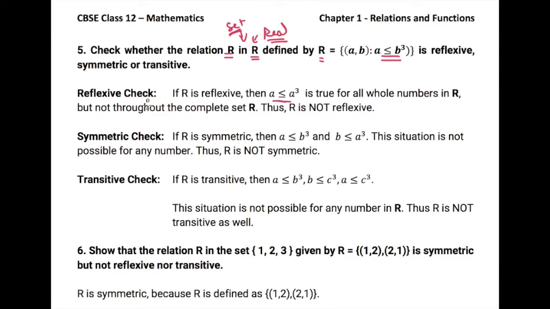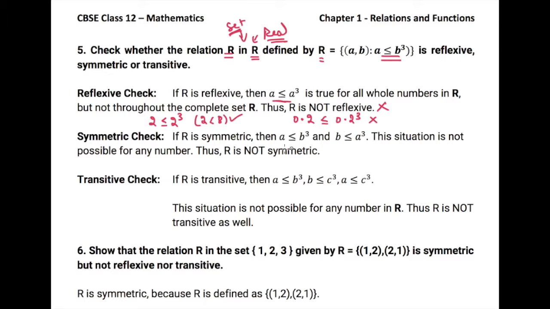This is true for whole numbers. For example, 2 is less than or equal to 2³. That is, to be precise, 2 is less than 8. So that's true. However, 0.2 ≤ 0.2³ is not possible. Thus, R is not reflexive.